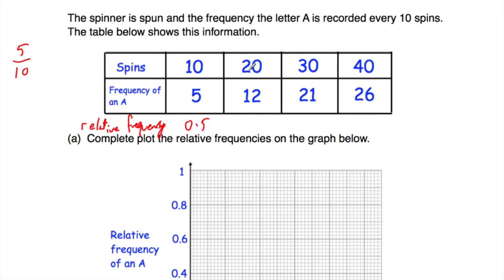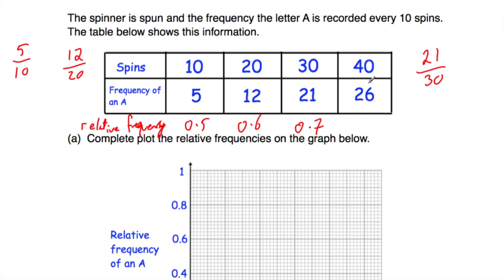Okay, next, after 20 spins, it landed on an A 12 times out of the 20 spins, so the relative frequency would be 12/20. Again, that could be cancelled down to be 6/10, which is 0.6, or you can just type into your calculator and change it into a decimal to be 0.6. Next, after 30 spins, it lands on an A 21 times, so the relative frequency at that point of an A would be 21 out of 30. That could be cancelled down to be 7/10, which is 0.7, or again, you could just type that into the calculator and convert it to a decimal to be 0.7.